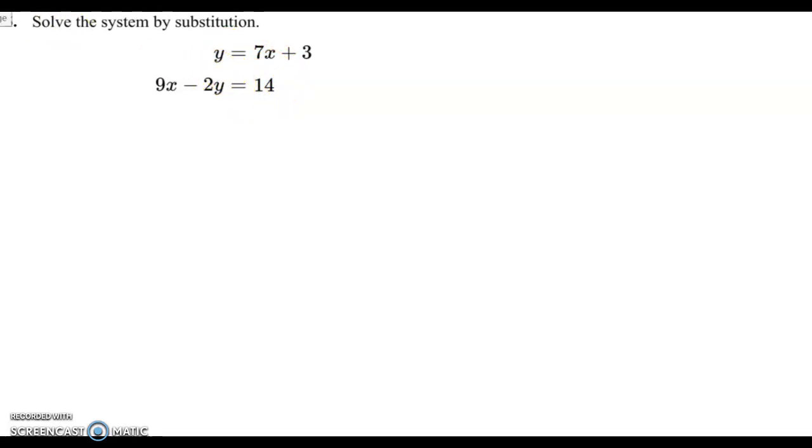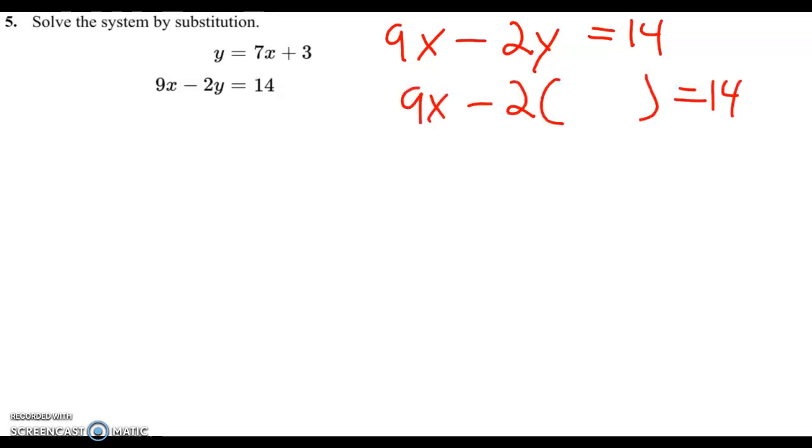So what I'm going to do is go ahead and write the bigger equation here. These are actually the same length, but you see I have an x and a y term, the one that's in standard form. I'm going to write that one out first, and then I'm going to plug in my value for y. I'm going to plug in this whole binomial, the 7x plus 3, in for y.